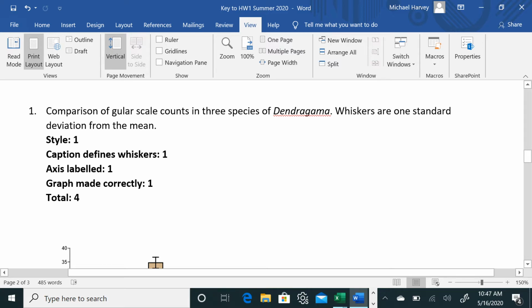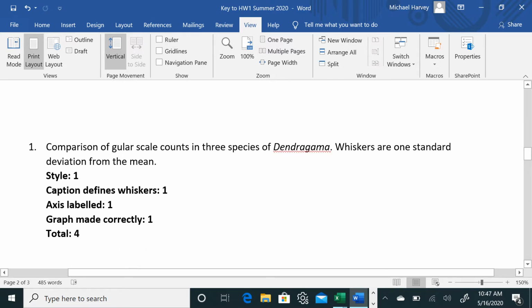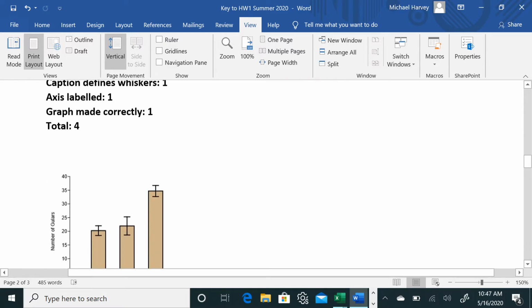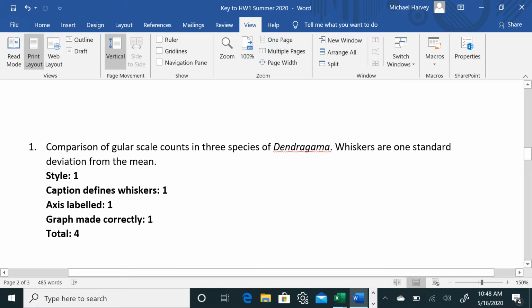The important thing is you have to identify things that are missing from the bar chart, or aren't defined on the bar chart. So in this case, we have these whiskers here, and somebody looking at this isn't going to know what those are, because they could be standard error, they could be standard deviation, or maybe they could be something else, and those are the only two things I can think of. So you'd need to have something in here saying whiskers are one standard deviation from the mean. So for this first one, I would say something like comparisons of Gular scale counts in 3 species of dendrogama.